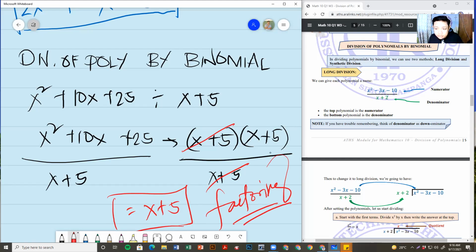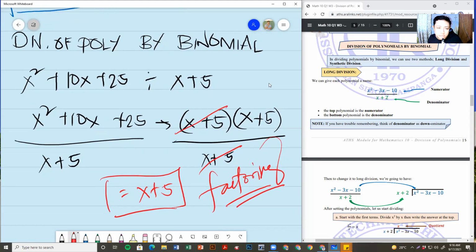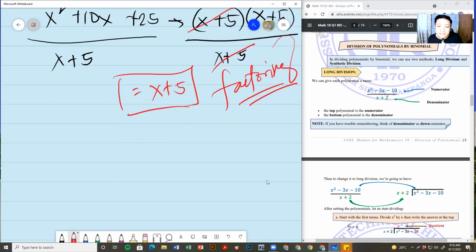Okay? But there are also learners who are not so good and not so into the factoring. So instead of doing this, there are other options for them to choose from. And one of which is the long division. The long division is actually just easy, but from the word itself, it's quite long. That's why it's called long division. Okay? Let's try this.